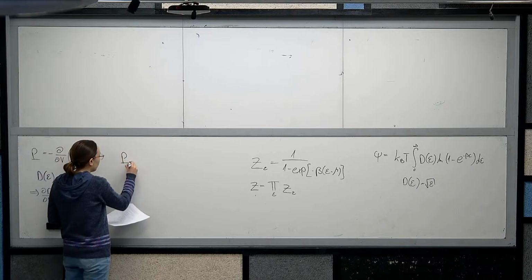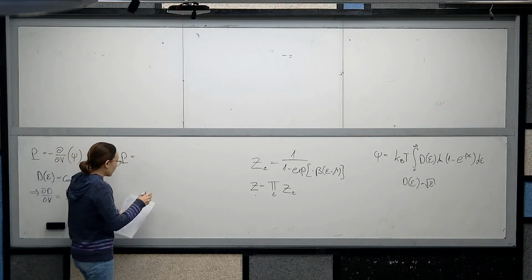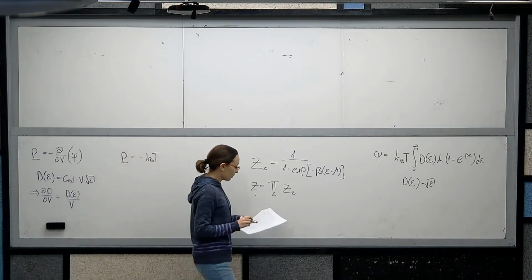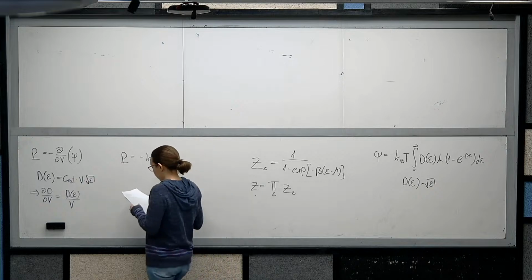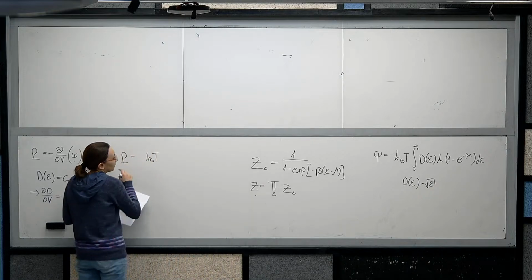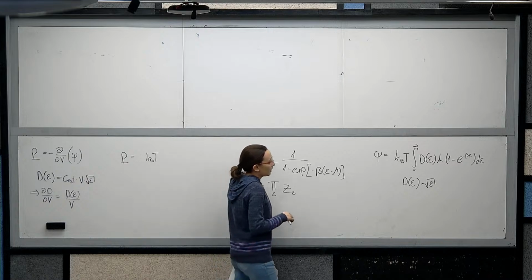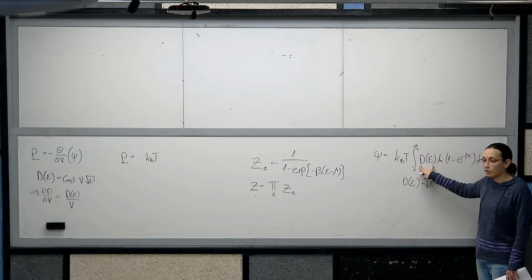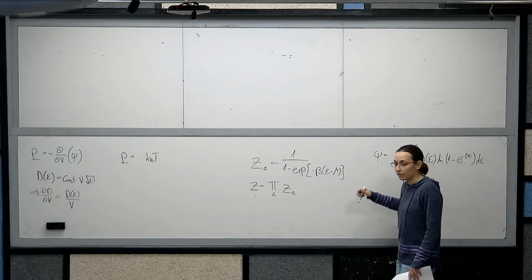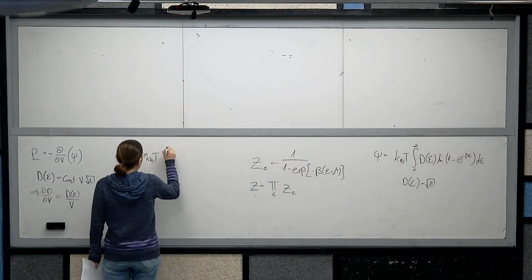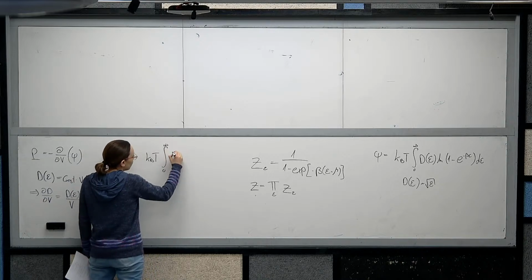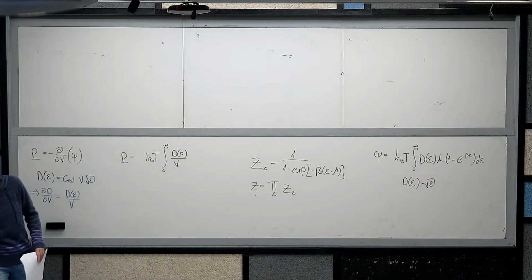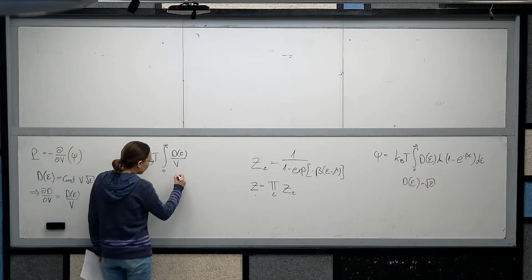So now we can write the pressure as minus kBT, and after we did the derivative, we get here d epsilon divided by V. So we have the integral from 0 to infinity of the density of states divided by V. This is from the derivative.